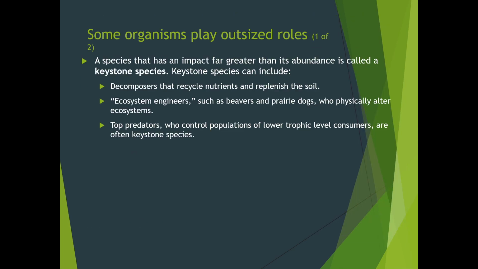All right. So we are talking about species interactions, communities, and populations. And today we're going to get into something very important, which is keystone species and abundance. A species that has an impact far greater than its abundance is called a keystone species. They are keystone to the whole ecosystem, and we're going to review a couple of them.